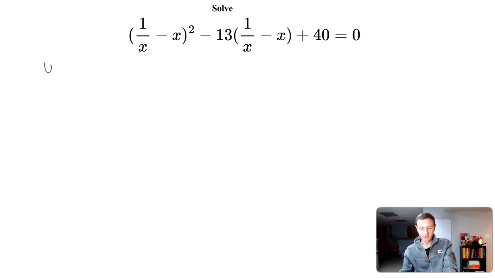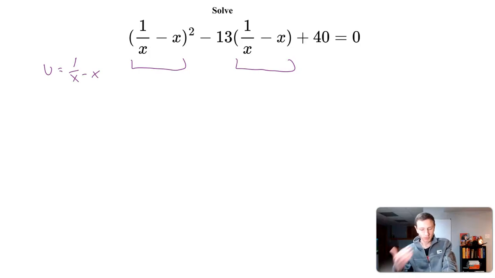I'm going to use substitution. I'm going to call u equals 1 over x minus x. And the reason I can do that is because, look, I have 1 over x minus x here, and 1 over x minus x here. My whole thought process here is that I'm just trying to factor a trinomial, essentially. That's all I'm trying to do. These visuals of 1 over x minus x make things a lot more difficult because we have a lot more to worry about.